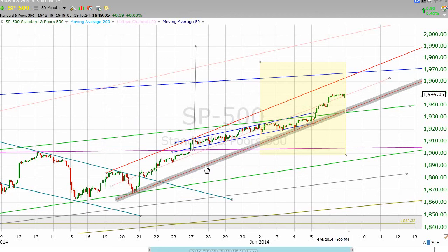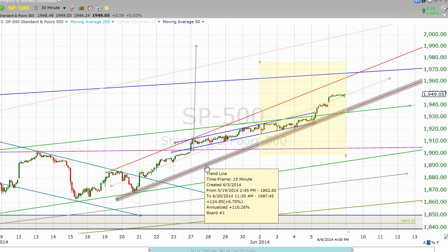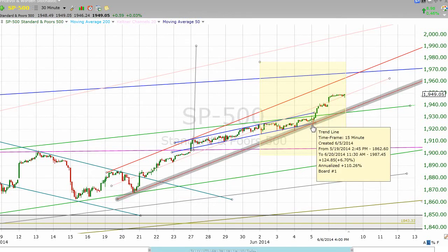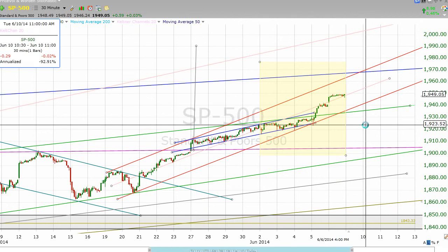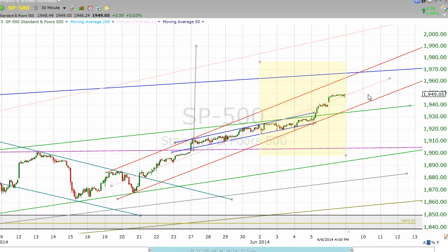It just kept creeping up. Then we hit this little perspective line, and then we had a nice 2-day move off of the low of about 1924 to 1949. So roughly a 25-point move, which is more than 1%. Well, I'll take it.